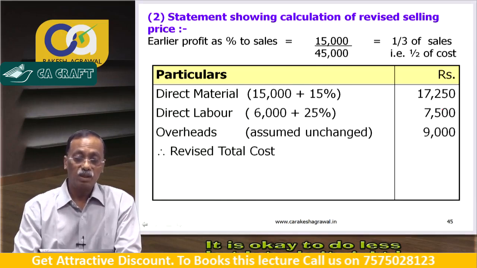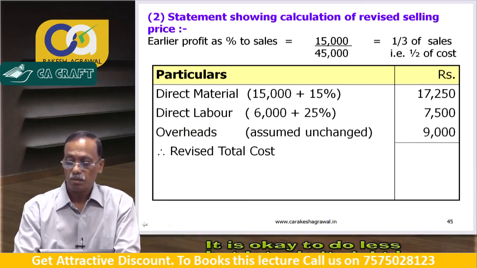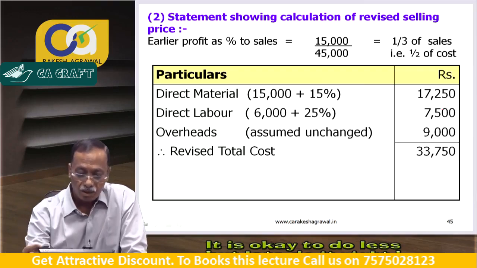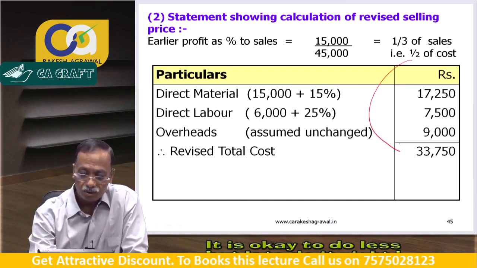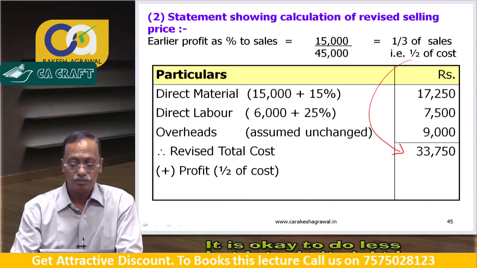So you'll get therefore revised total cost. Revised total cost is 33,750. Now to this I will add 1/2 of cost as profit. So add profit, half of cost, half of revised cost naturally.